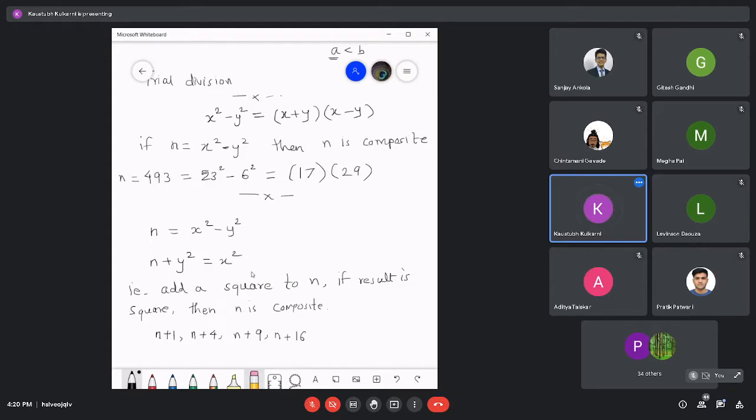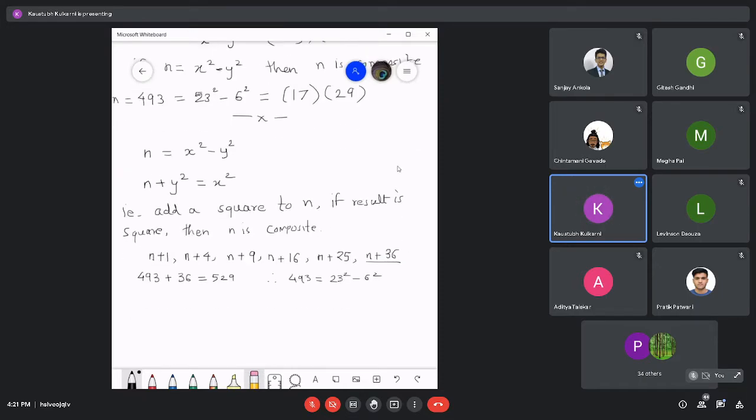N plus 16, not a square. N plus 25, and finally for n plus 36, you will find that n plus 36 is 529. 529 is 23 square, 36 is 6 square, and therefore we found n as the difference of two squares. Okay, so this is one way.